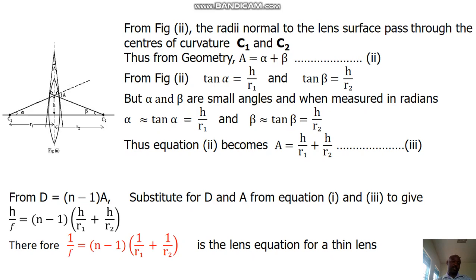From the expression of deviation that d equals n minus 1 times A, we substitute for d and A to get h over f equals n minus 1 into h over R1 plus h over R2. H is common to both sides, therefore we divide out by h to get 1 over f equals n minus 1 into 1 over R1 plus 1 over R2 as the lens equation for a thin lens.